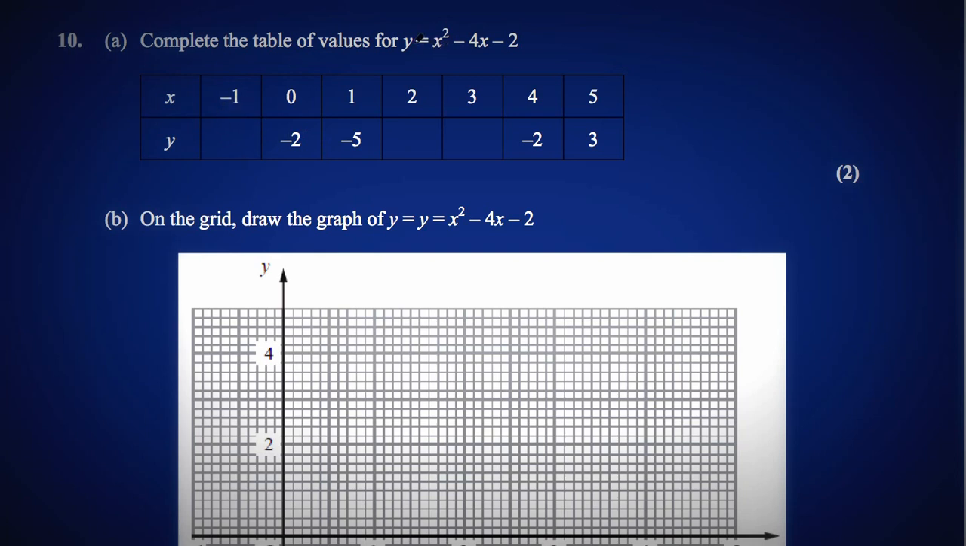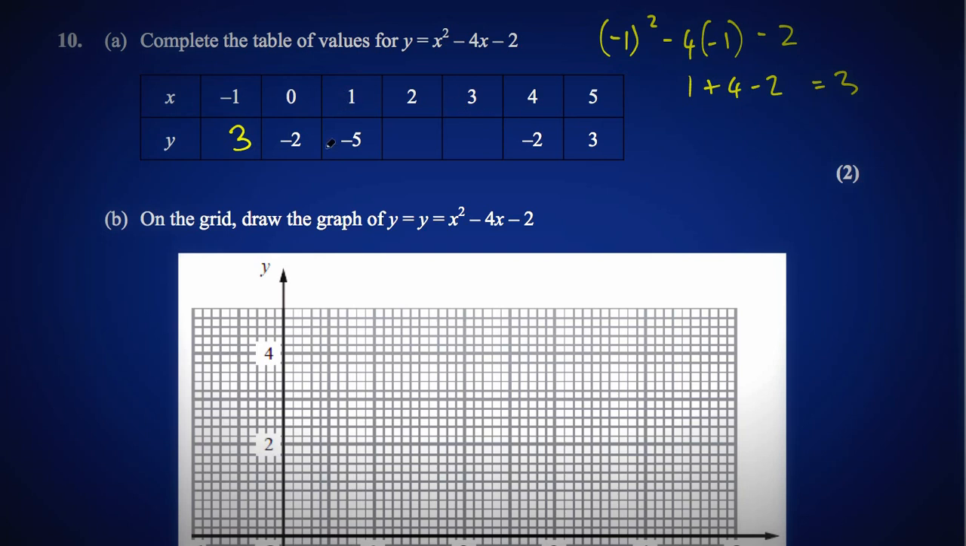Complete the table of values for y equals x squared minus 4x minus 2. So when x is minus 1, that is minus 1 squared minus 4 times minus 1, which is going to be the same as plus 4 minus 2. So that is 1 plus 4 minus 2, which is 3. So 3 goes in here.